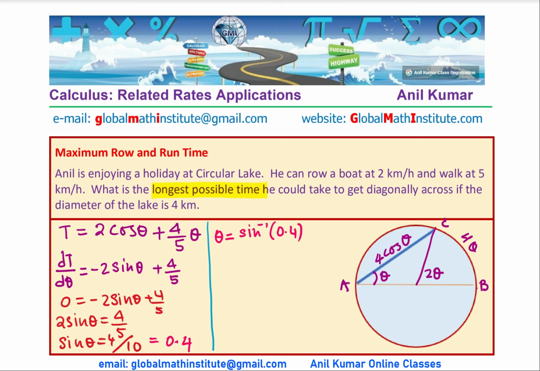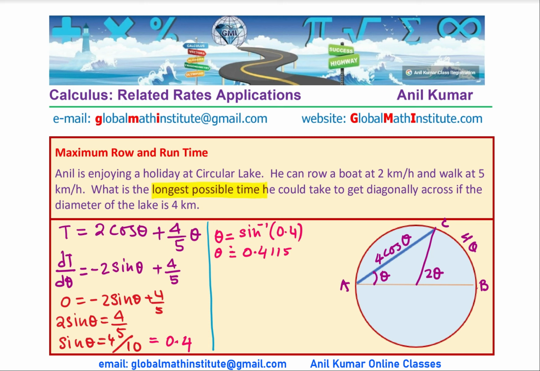We get 0.4115. We can approximate at this stage. You see that? So we get theta equals 0.4115. Now putting this in our expression, we can find the total time taken, correct?